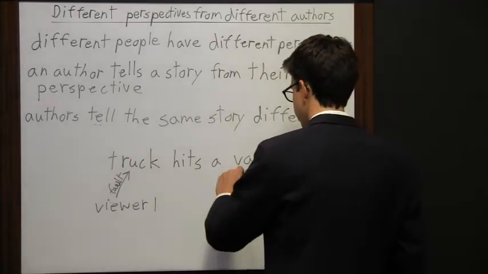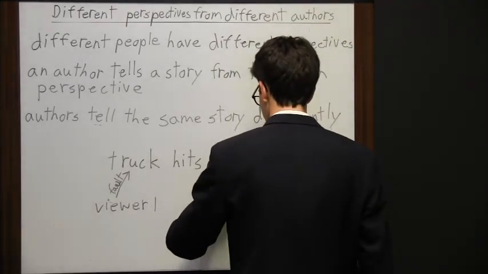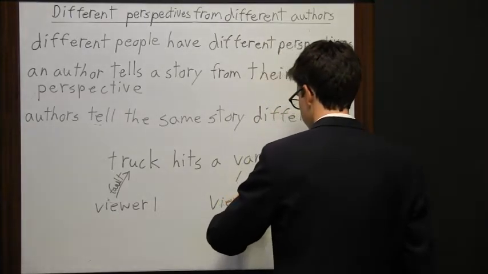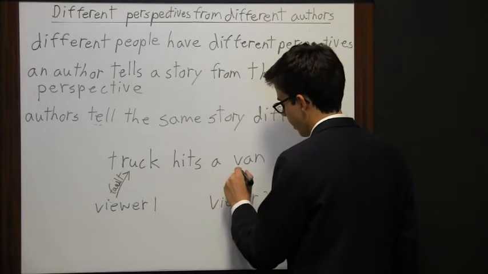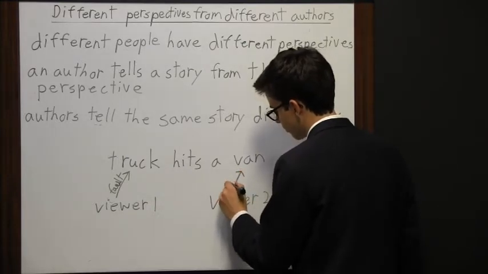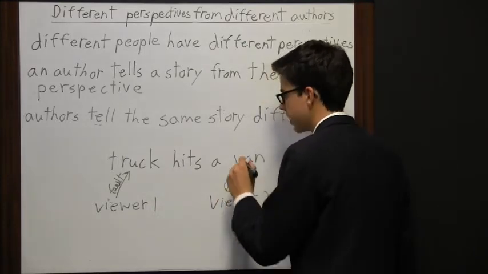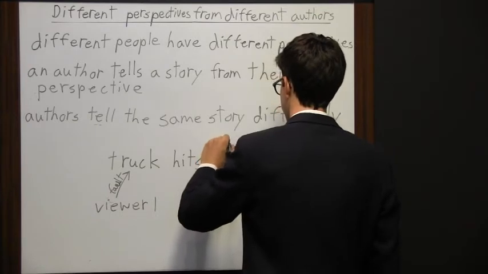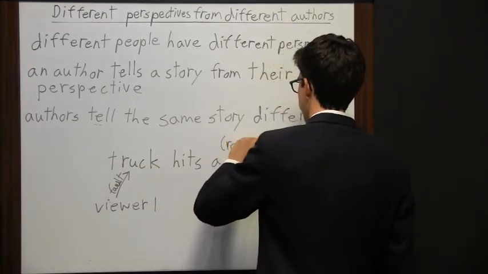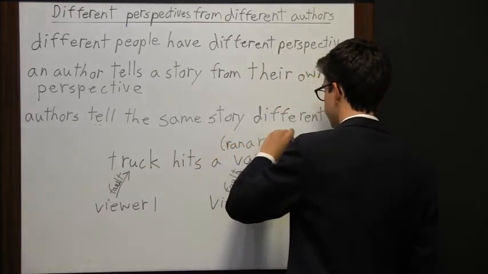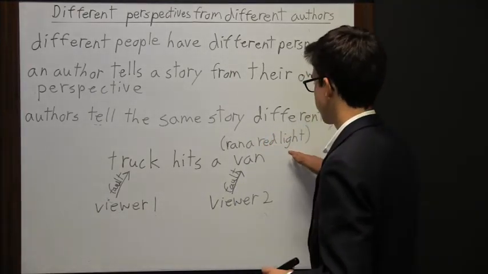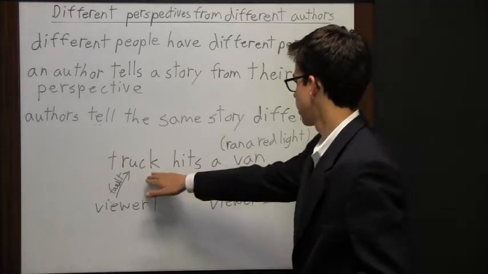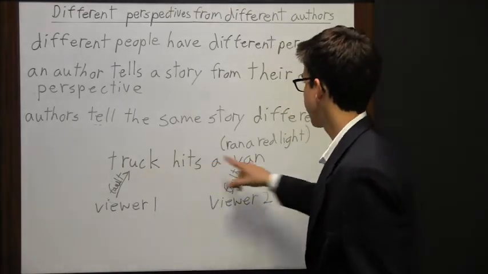But then viewer 2 was paying more attention to detail. And he casts fault on the van because the van ran a red light. And because the van ran a red light, it wasn't supposed to be in the intersection, so that's why the truck hit the van, because the truck had a green light, but the van had a red light.